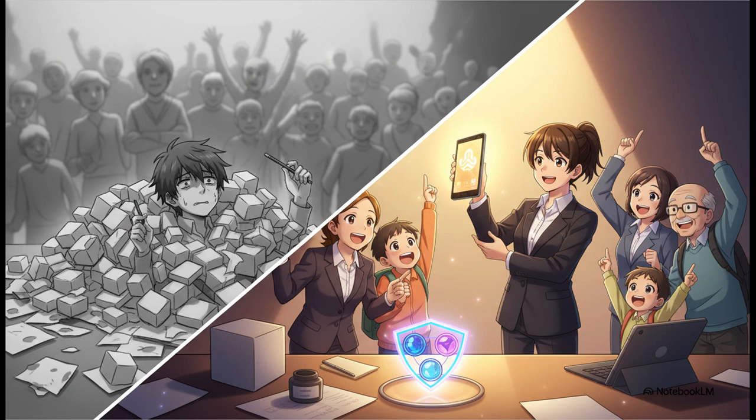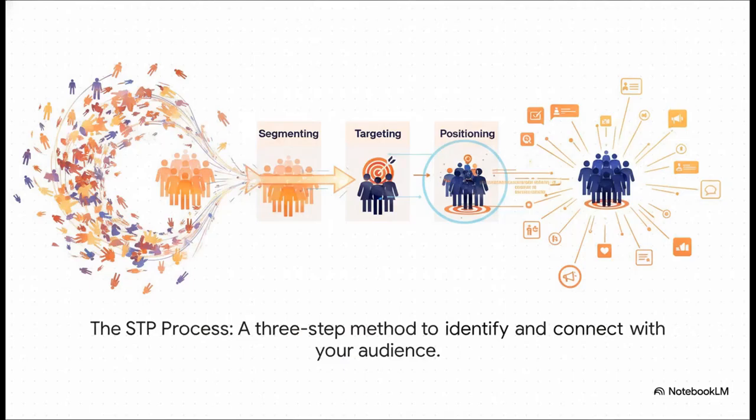When you design for the general public, you usually end up with a product that excites absolutely no one. The solution is this incredible framework called STP: segmentation, targeting, and positioning. Think of it as your secret weapon for bringing crystal clear focus to your work. The STP process is just a simple, logical three-step journey.